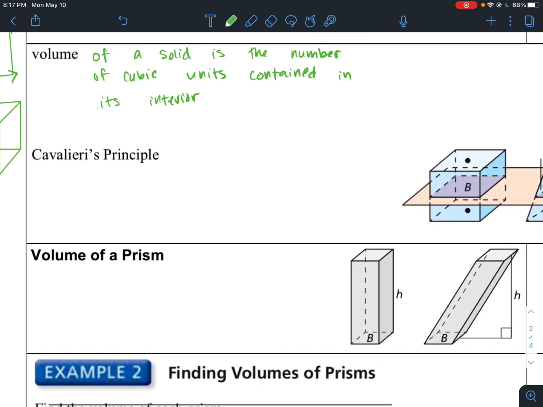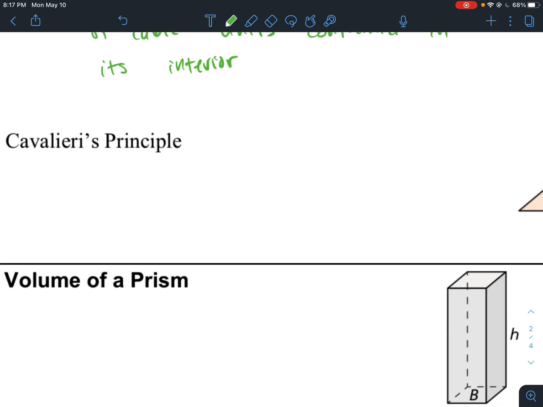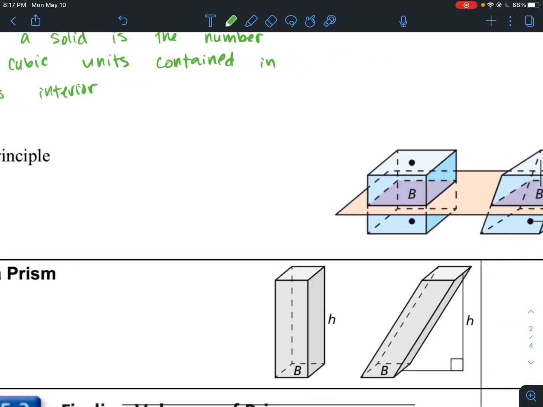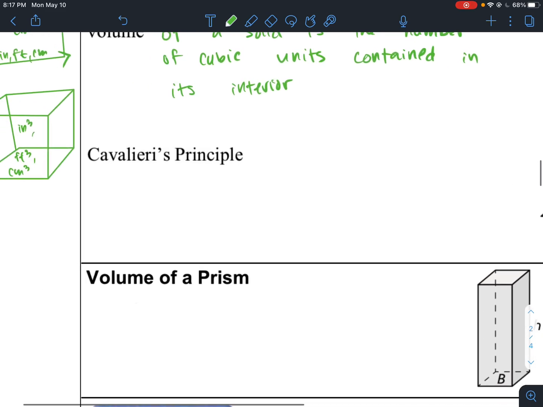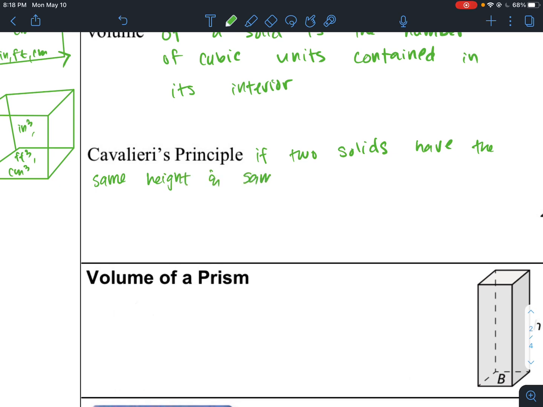Now, I don't really know how to say this name right here, Cavalieri or something like that. This principle, in this illustration right here, states that if two solids have the same height and the same cross-sectional area at every level, then the two solids have the same volume.